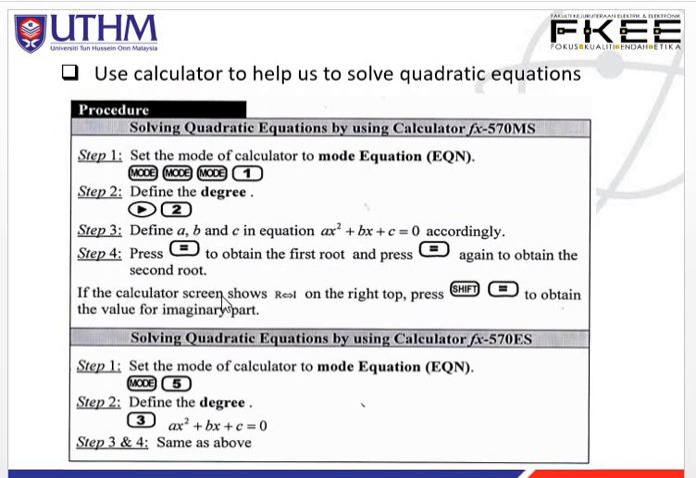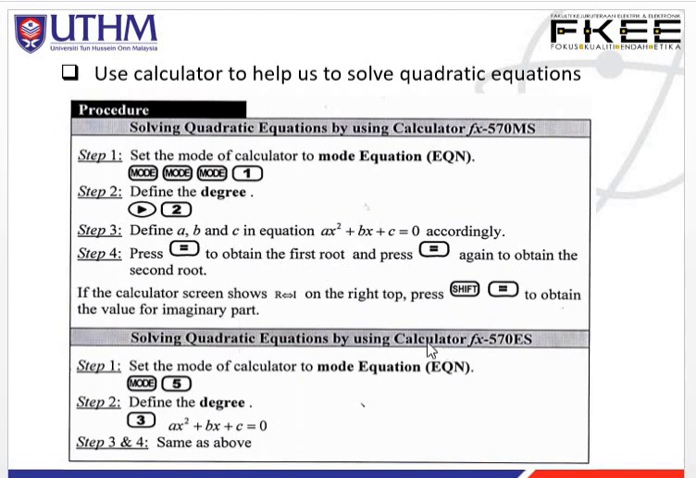If your calculator screen shows r and this arrow equal to r arrow i on the right top, then press shift equal to obtain the value of the imaginary part. That means it is a complex number. Otherwise, if you don't have this symbol, it means that it's a real number only. We don't have the imaginary part.